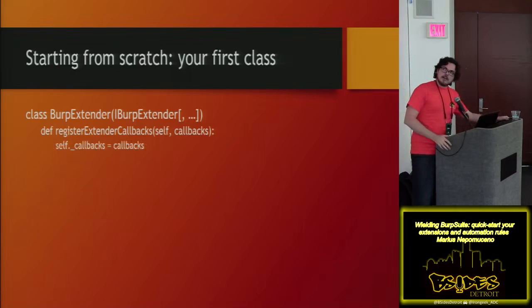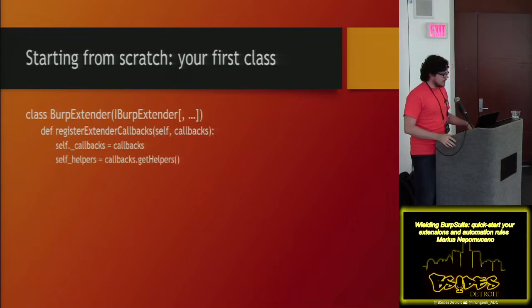self.callbacks, just to declare a local copy of our variable, equals the callbacks that will be passed in. self.helpers, I left out a dot, I'll have to fix that. self.helpers, just to declare a local helpers variable, will be callbacks.getHelpers. And that method is documented in the API and everything. But I don't want to get ahead of myself. We will talk about callbacks and helpers in a bit.